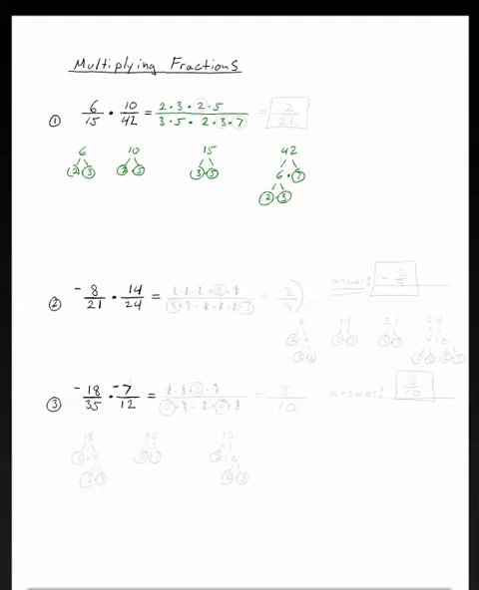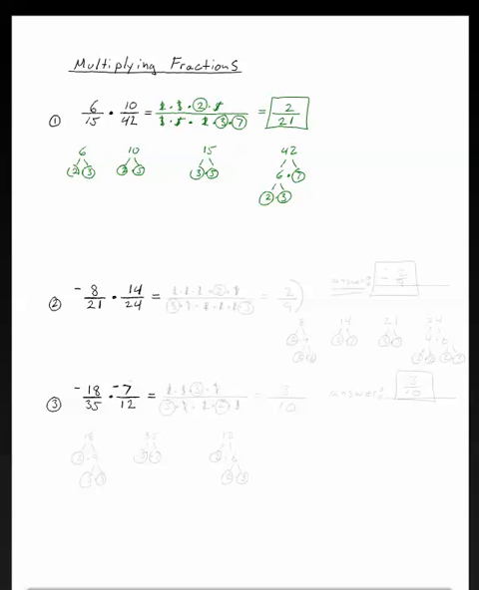Now we cancel out common factors in the top and bottom. So I have a 2 here and a 2 here. I have a 3 here and a 3 here. And then I have a 5 here and a 5 here. So what I'm left with in the top, I just have a 2, and in the bottom I have a 3 times a 7. So in the top I just bring over my 2, that's my numerator, and then 3 times 7 is 21, and that's my denominator. So 6 over 15 times 10 over 42 is 2 over 21.